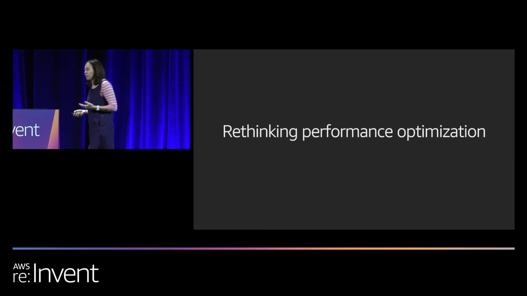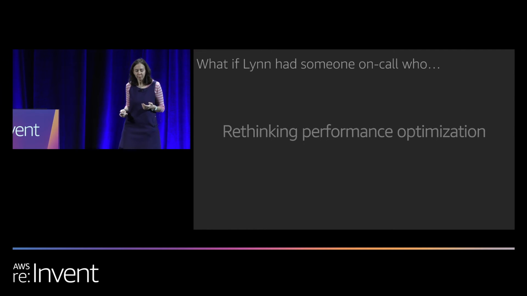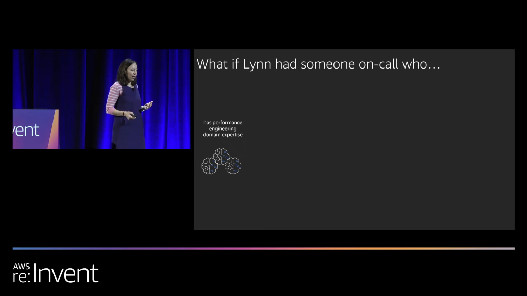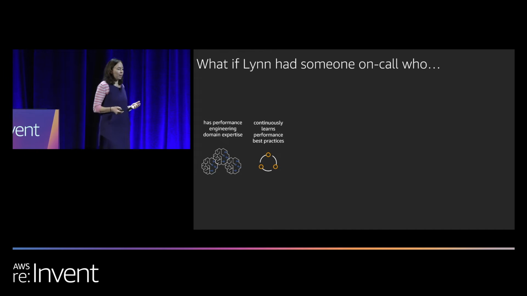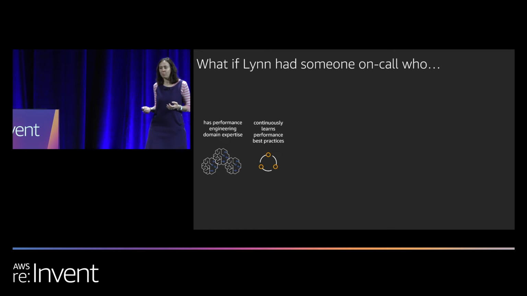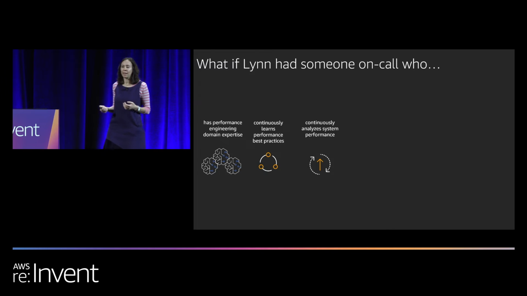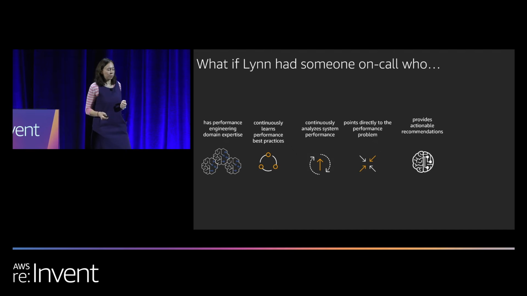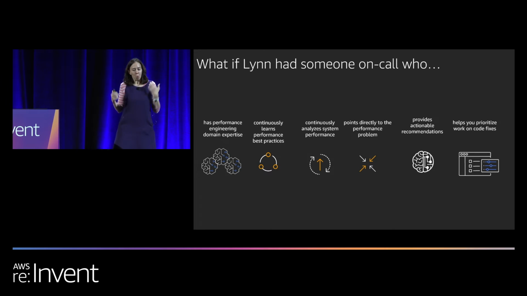So what Lynn needs to do is rethink how she solves the problems posed by poor application performance. She needs to find somebody, preferably on call, who has performance engineering domain expertise so that they can quickly tackle a performance problem, somebody who continuously learns and stays on top of performance best practices, someone who continuously analyzes the application so that they can monitor and find out if there are any performance issues, somebody or something who points directly to the performance problem and provides actionable recommendations, and even helps the business understand what should I be working on, what is the issue that has the biggest impact on the business.